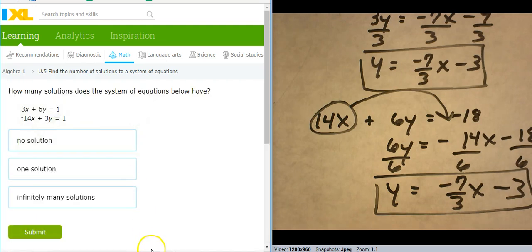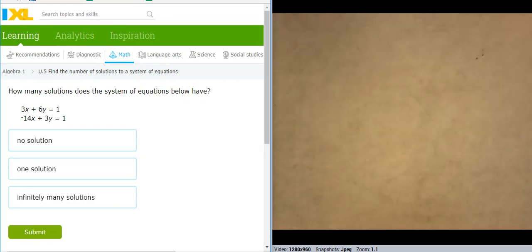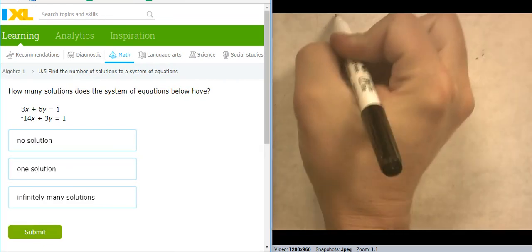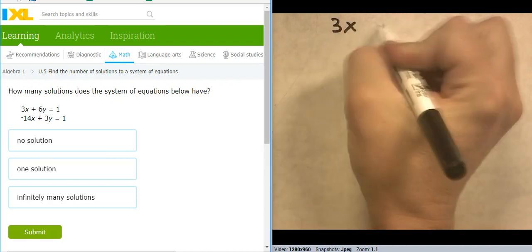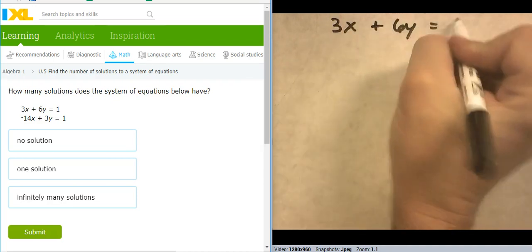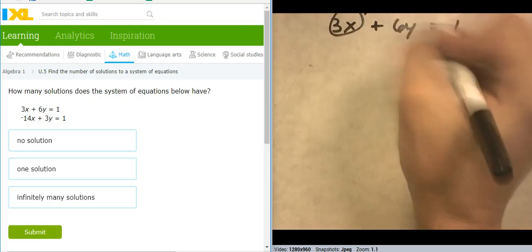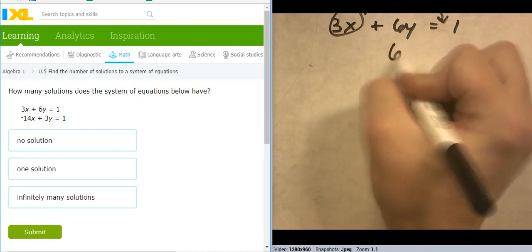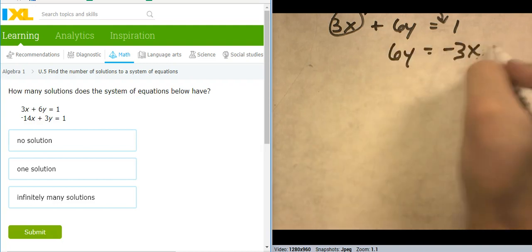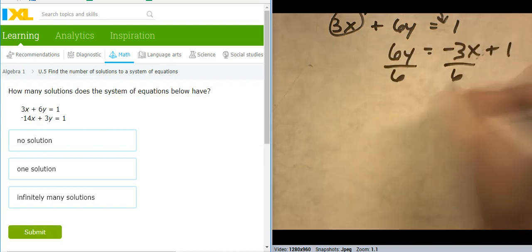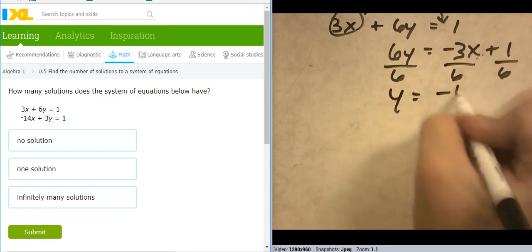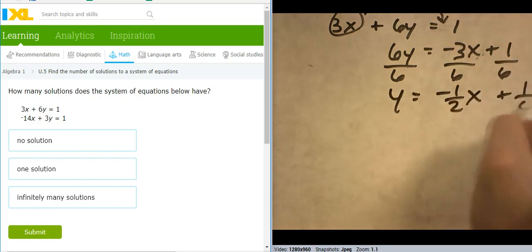I'll do one more. What am I up to? So I'm up to about 70. Good. Let's do one more with a move the x, divide by the y. So I have 3x plus 6y equals 1. So let's move the x. So 6y equals -3x plus 1, divided by 6, divided by 6, divided by 6. y equals -1/2 x plus 1/6.